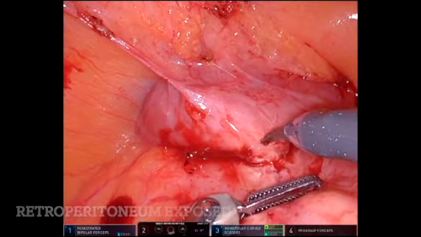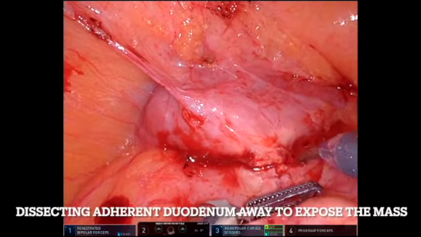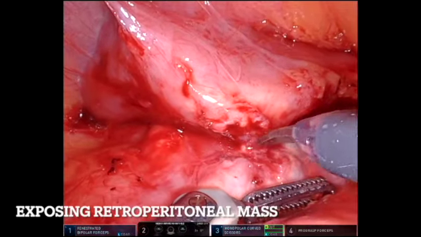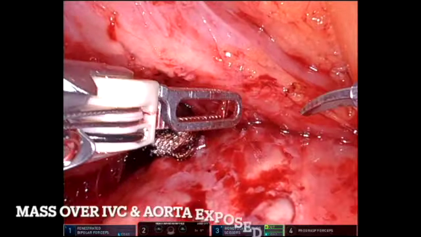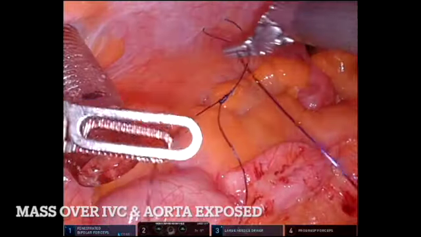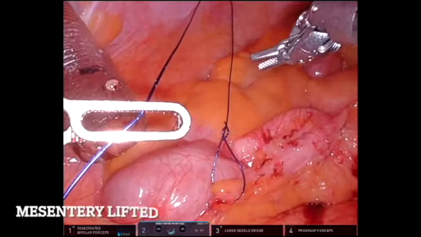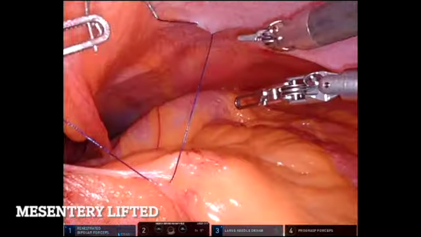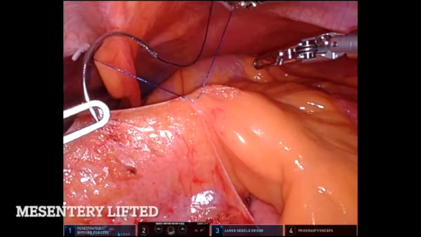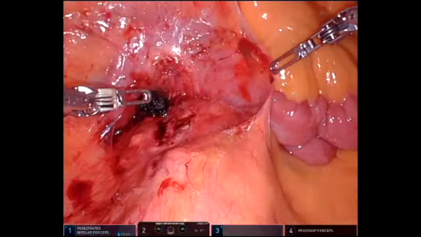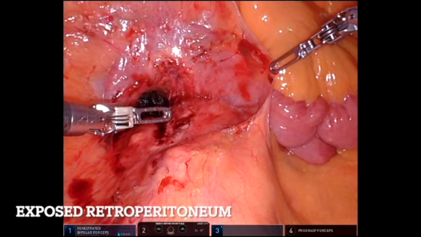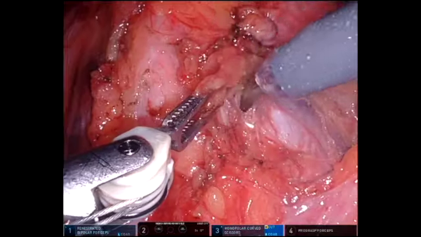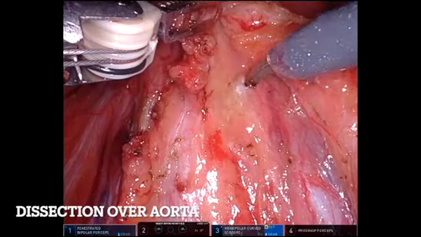Here we see the retroperitoneum is exposed, and we can see that this is the adherent retroperitoneal mass, and the duodenum was adherent. So the duodenum is being dissected away from the retroperitoneal mass, and after this, with the help of a suture, a few tacking sutures are taken, and the mesentery is lifted to the parietes so that the retroperitoneum is exposed. After this, dissection over the IVC was commenced, and dissection over the aorta.